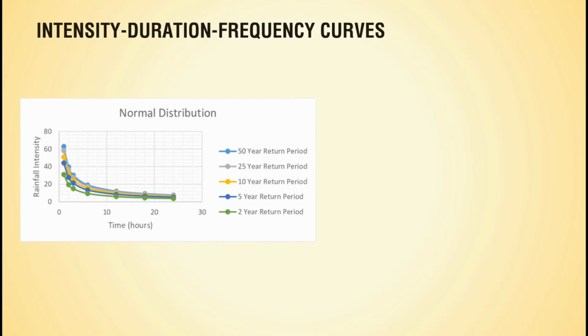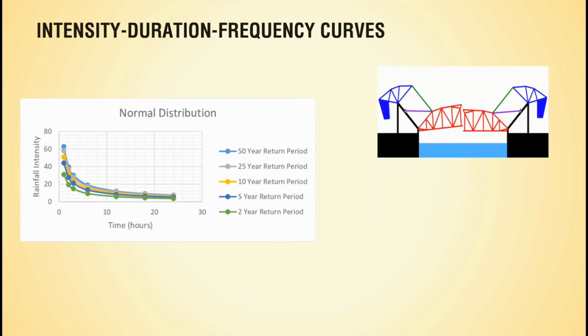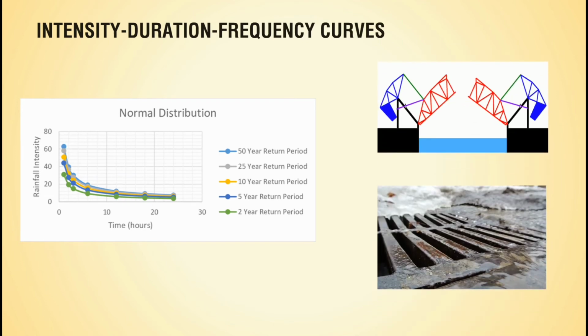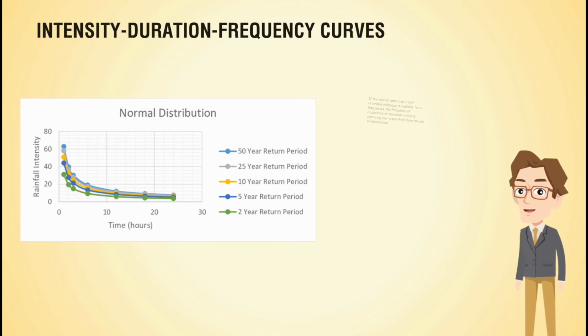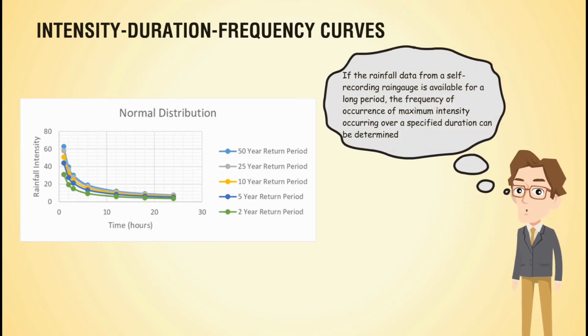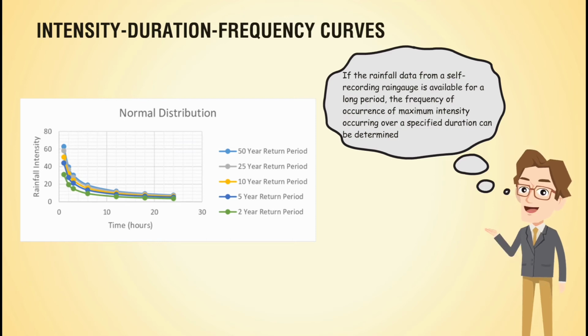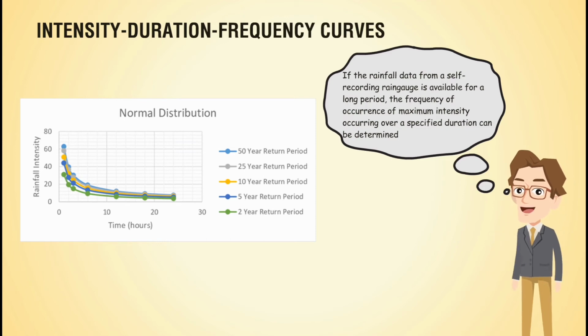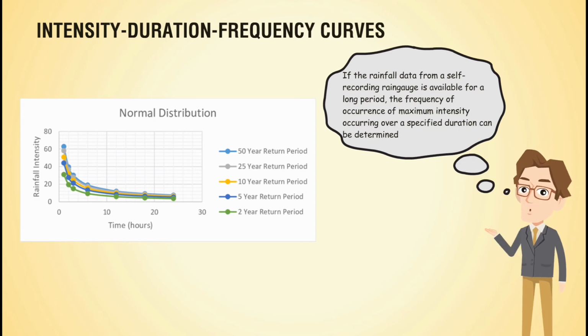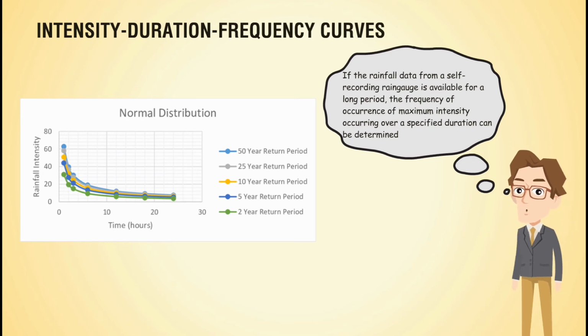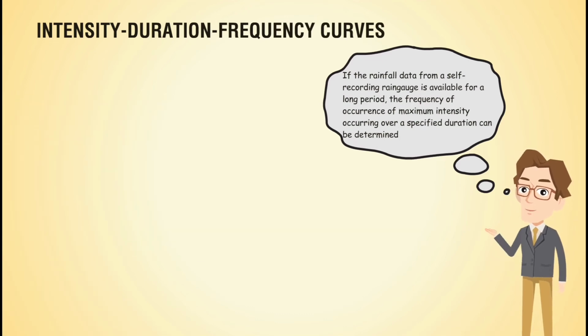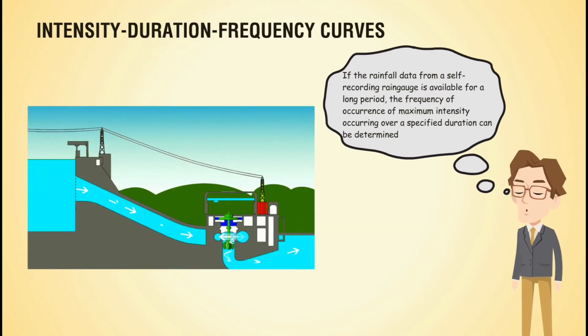In hydrology, frequency analysis of station rainfall data is done for use in design of bridges and culverts on highways, design of storm drains, etc. If the rainfall data from a self-recording rain gauge is available for a long period, the frequency of occurrence of maximum intensity occurring over a specified duration can be determined. A knowledge of maximum intensity of rainfall of specified return period and of duration equal to the critical time of concentration is of considerable practical importance in evaluating peak flows related to hydraulic structures.